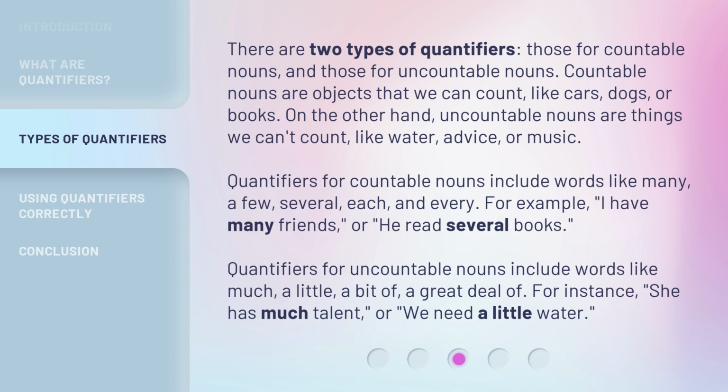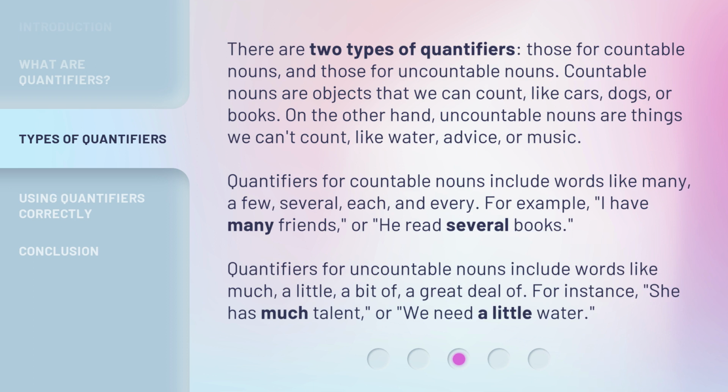There are 2 types of quantifiers, those for countable nouns, and those for uncountable nouns. Countable nouns are objects that we can count, like cars, dogs, or books. On the other hand, uncountable nouns are things we can't count, like water, advice, or music.